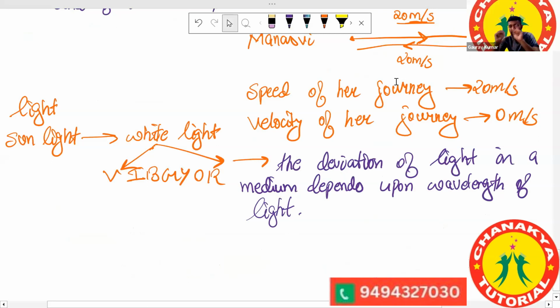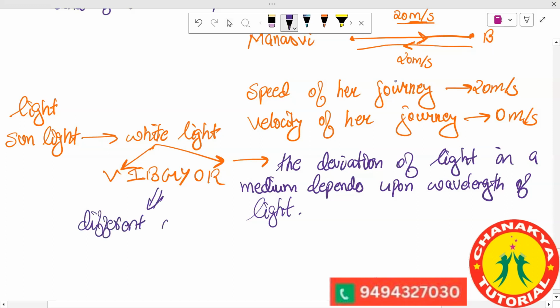So there is sunlight. Sunlight is made up of white light. Okay, we say sunlight as white light. Why white light? Because it contains 7 colors: V, I, B, G, Y, O, R, Vibgyor. So it is made up of 7 colors. These 7 colors have different wavelengths.